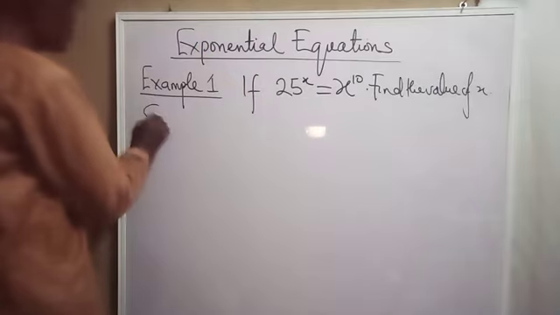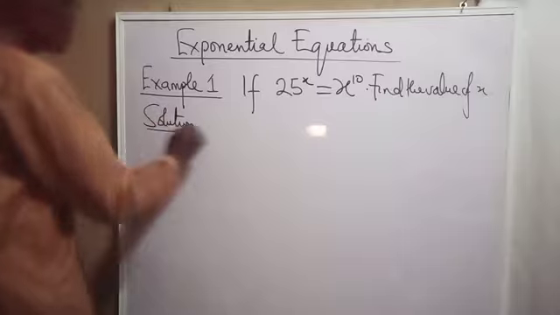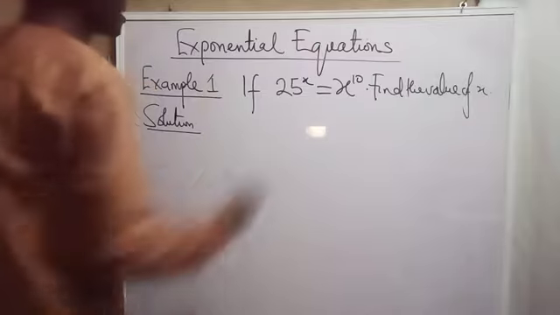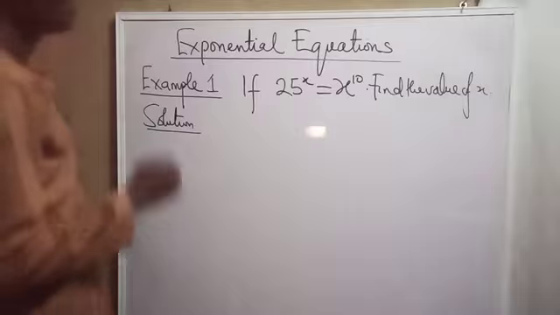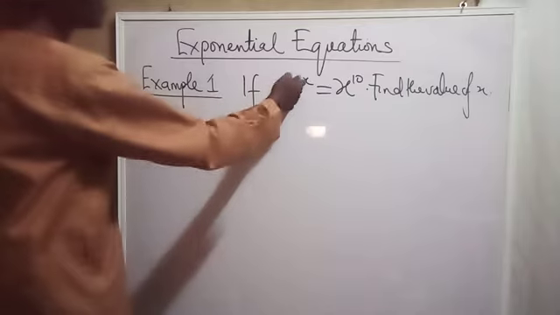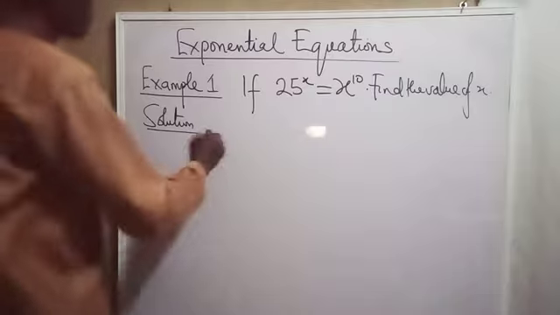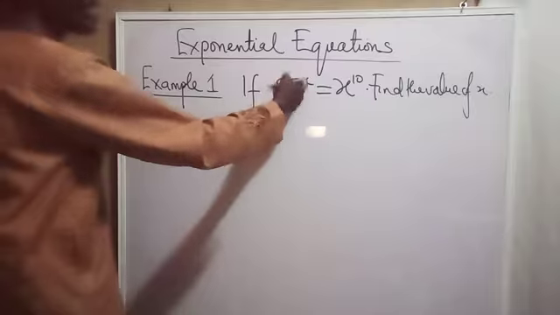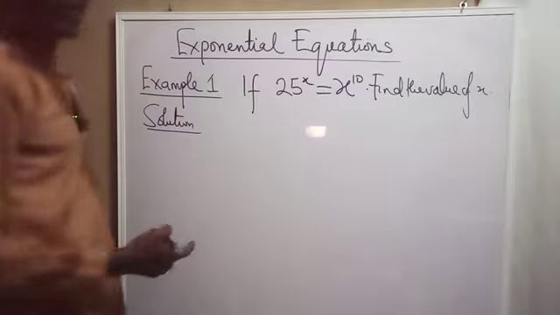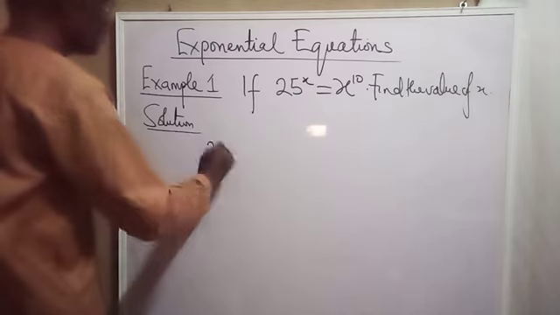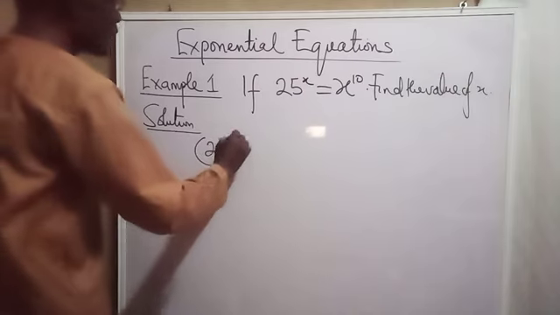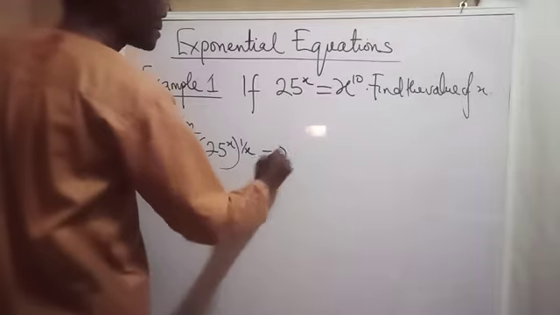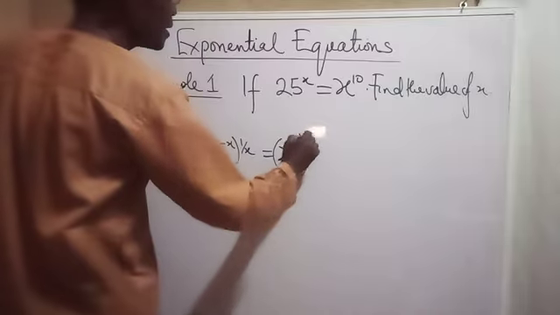So let's look at how this could be solved. You can see that this is an exponential equation. You can see the exponent x here, and the exponent 10 here. Our target is to reduce 25 raised to the power x to an integer. To do that, we find the 1 over x of this exponential. So we have 25 raised to the power x into 1 over x, equal to x raised to the power 10 into 1 over x.